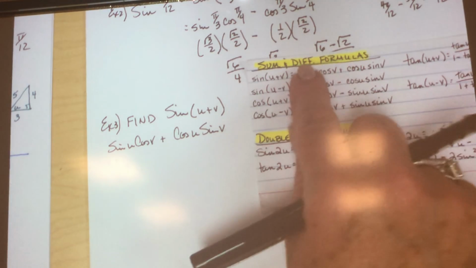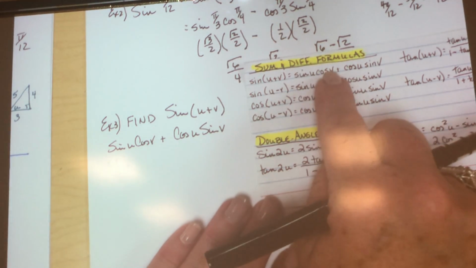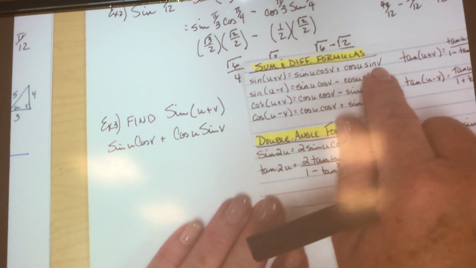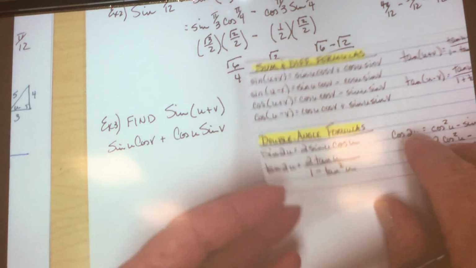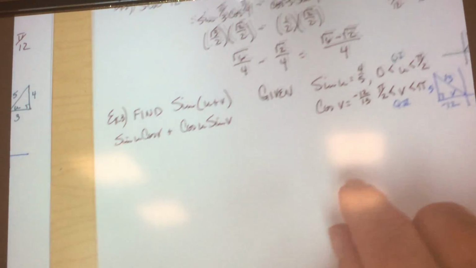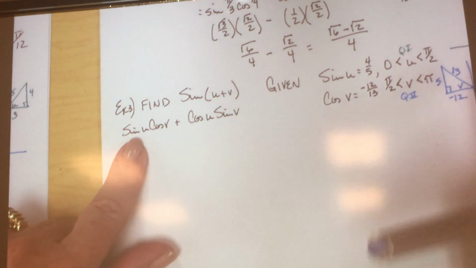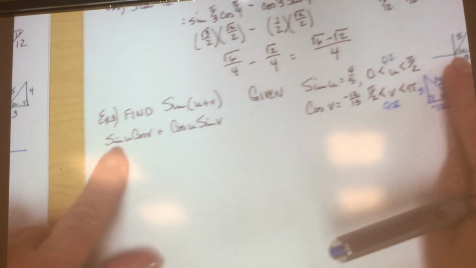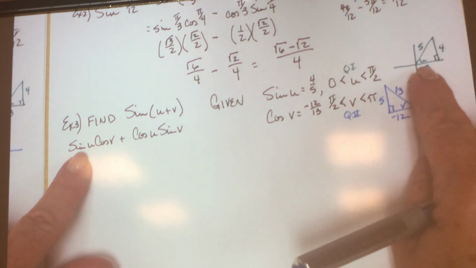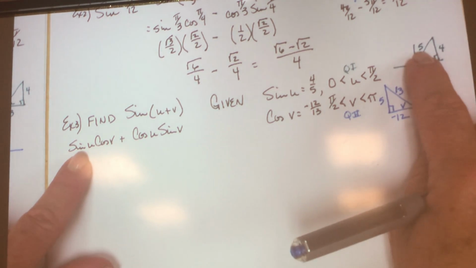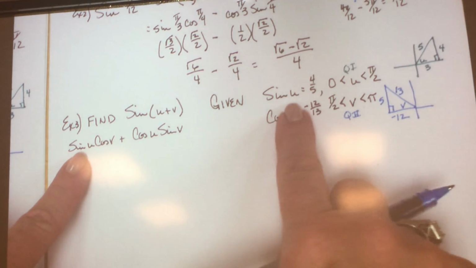I just read it off my card right here. Sine u cosine v plus cosine u sine v. Alright, anybody got a question? Alright, let's plug in our stuff. Here we go. So, sine of u. Here's u, guys. His sine is opposite over hypotenuse, 4/5. And that's what it told us it was.